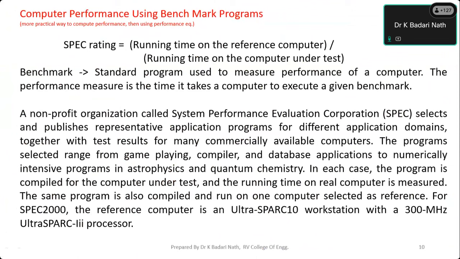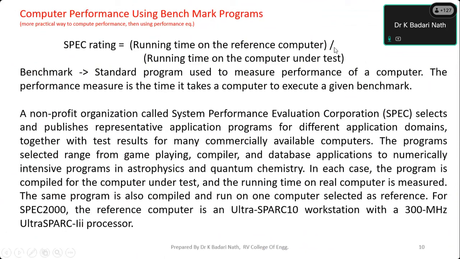They will take one standard application for a particular domain, like one application for game playing or one related to databases, and run it on the reference computer, the UltraSPARC 3 processor based computer. Now, you have to run the same program on the new computer whose performance you are supposed to test. Once you run both of them, you calculate the running time of the reference computer, the SPARC machine, divided by the running time on the computer under test.